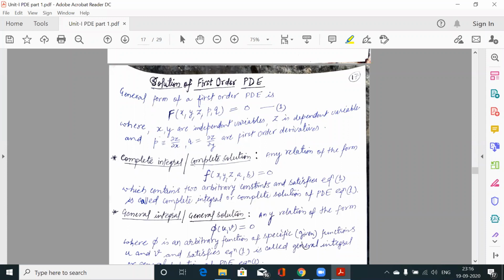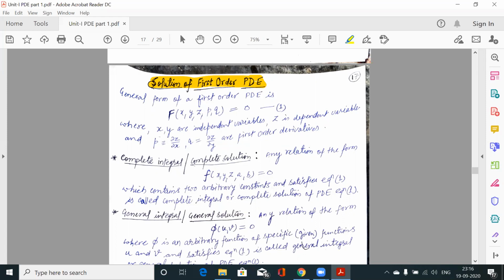Today's topic is solution of first order PDE. In the previous lectures, we studied the formation of PDEs, that is how to create PDEs, how they are made. So we have studied that topic.